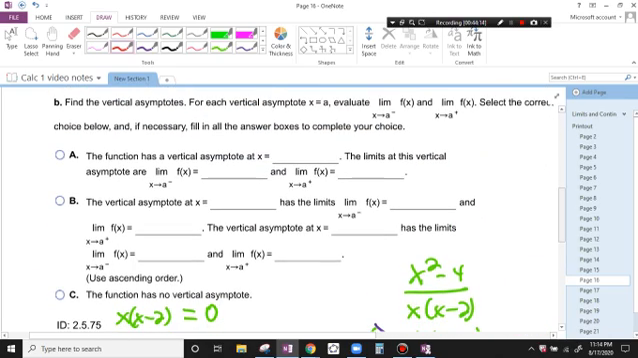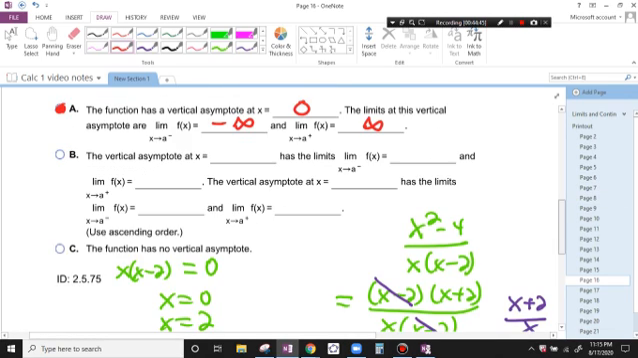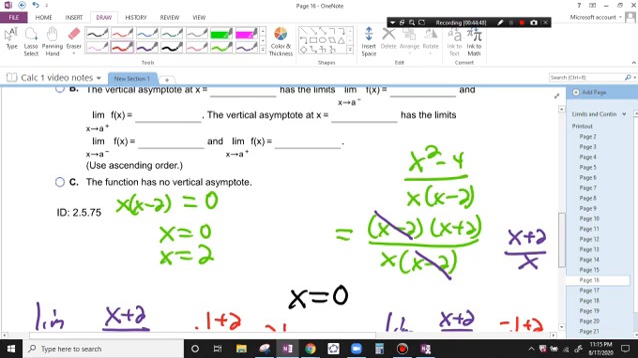Looks like we're talking about which one? Looks like it's A. There's only one place where you have a vertical asymptote. We named it. It's 0. The limit from the left was minus infinity, and the limit from the right was positive infinity. B would be if you had more than one answer for a vertical asymptote, but we only had one because the 2's canceled.